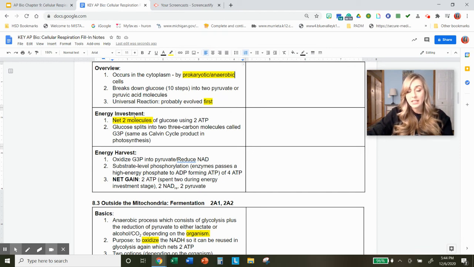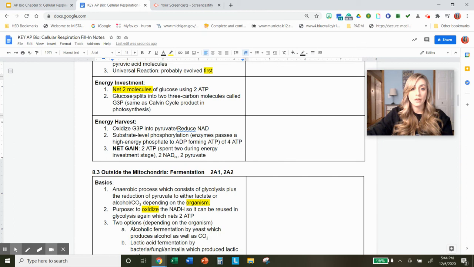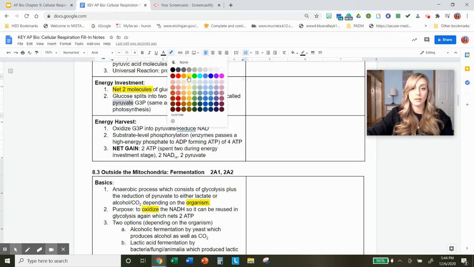What's our energy investment? We're going to net 2 molecules of glucose using 2 ATP. Okay. And then glucose is going to be split into that 3-carbon molecule called, we're missing it here, pyruvate. Called pyruvate.